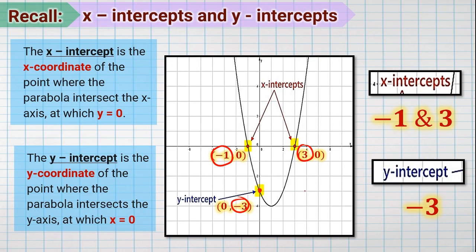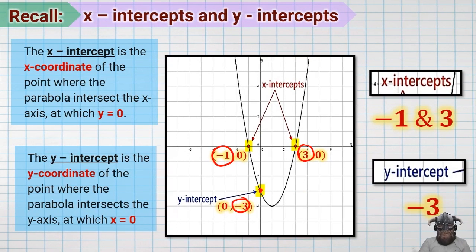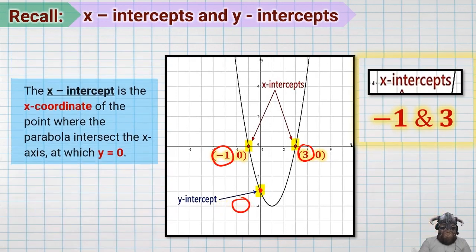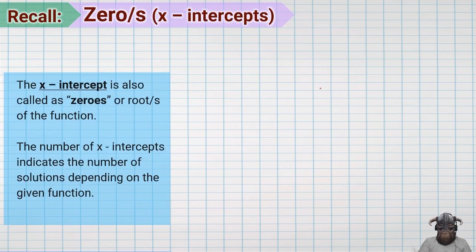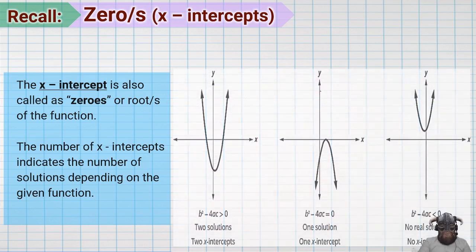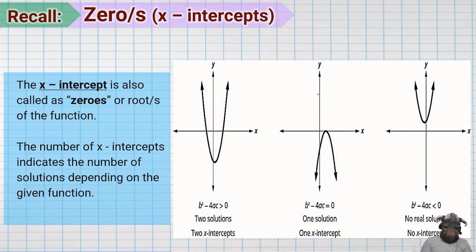So as we continue, for today we'll just be focusing on one type of intercept, that is the x-intercept. X-intercepts are also called zeros, so they are also the roots of the function. The number of x-intercepts indicates the number of solutions depending on the given function. Now we have different kinds of graphs as we vary the number of solutions, at the same time, different numbers of x-intercepts.